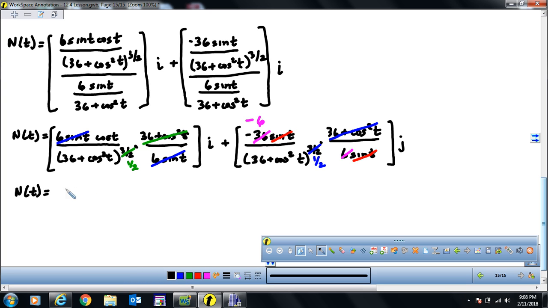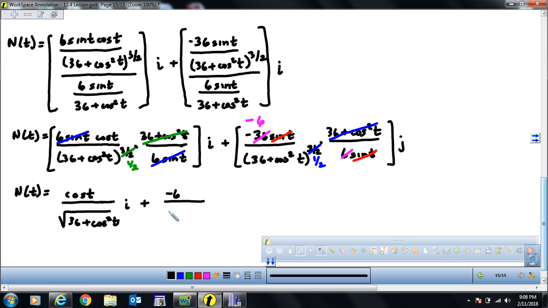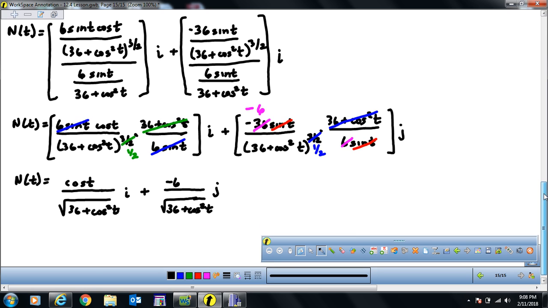So what are we left with? On this, we're left with cosine of t over 36. Now, that 1/2 just means the square root, so I'm going to change it back now. Cosine of t over the square root of 36 plus cosine square of t, that's my i component, plus, then on this one it's negative 6 over, and that 1/2 also means the square root of 36 plus cosine square of t, and that is my j component. So this is the principal unit normal vector. That's going to help us to find the circle of curvature.